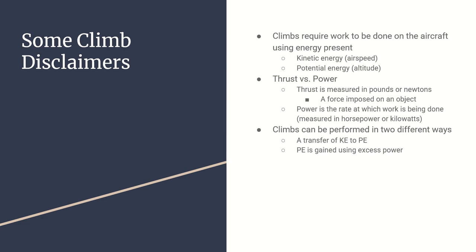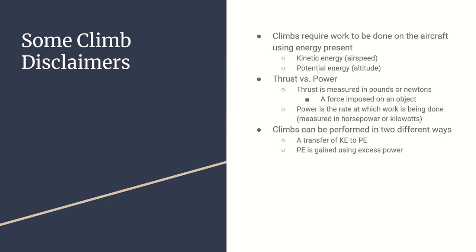Thrust is basically just a force that's measured in pounds or newtons. So it's a force imposed on an object to move it in a certain direction. So we think about thrust as a forward force, but if we pitch that nose up enough, change our flight path and everything, it becomes a little bit more than a forward force. We have to think about it like a vector, in a diagonal direction, we have to break it up into pieces. Okay, so that's thrust versus power.